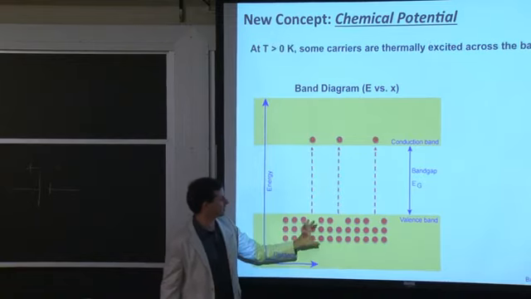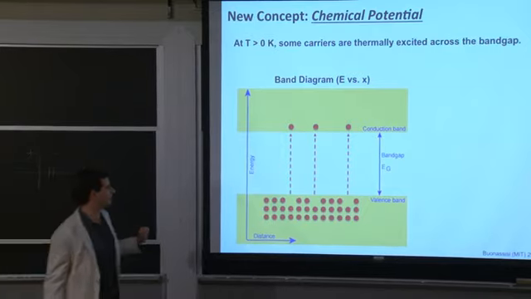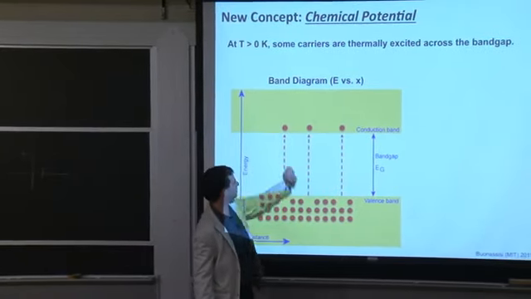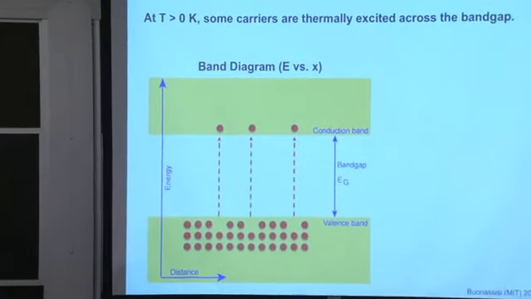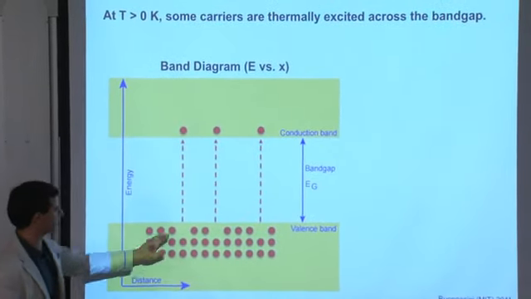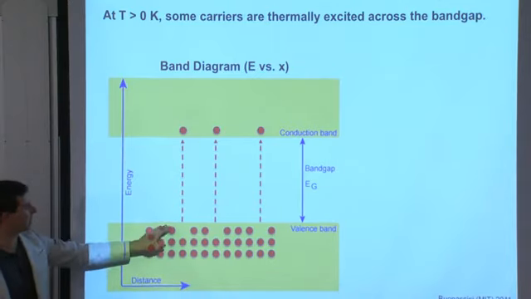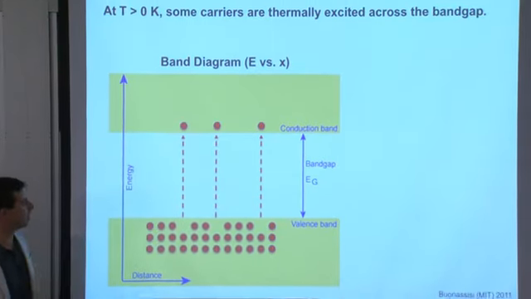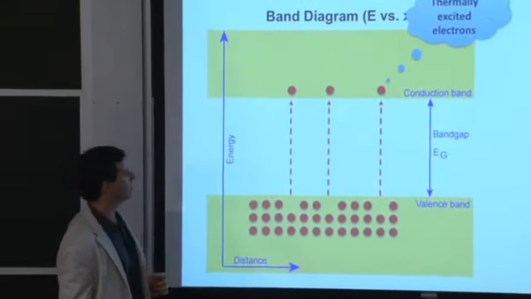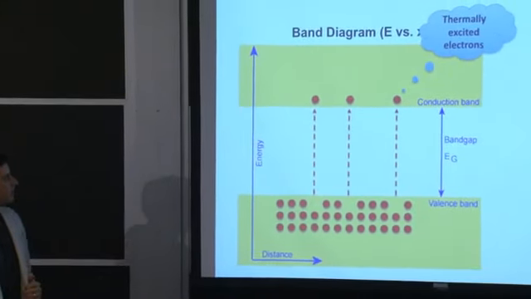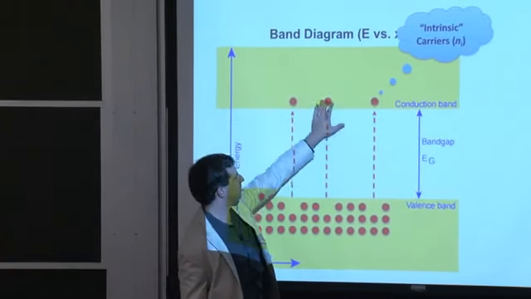If we heat this material up just a little bit, there will be some fraction of carriers moving across into the conduction band just through simple probability. And we'll get to the precise equation that describes the probability distribution function in a few lectures. But for now, let's just assume that a certain number through thermal processes are able to be excited across the bandgap. So these are thermally excited electrons, and we call this the intrinsic carrier concentration.